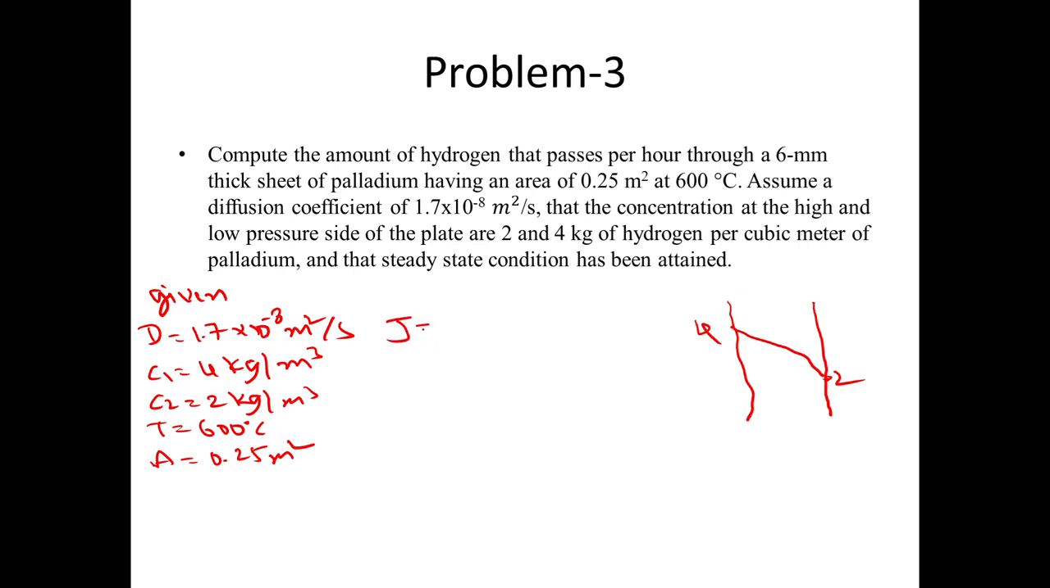So J is equals to minus D into C2 minus C1 divided by X2 minus X1. So here thickness is 6 mm. So substitute those values here and get the flux value. First, I'll give 2 minutes time.